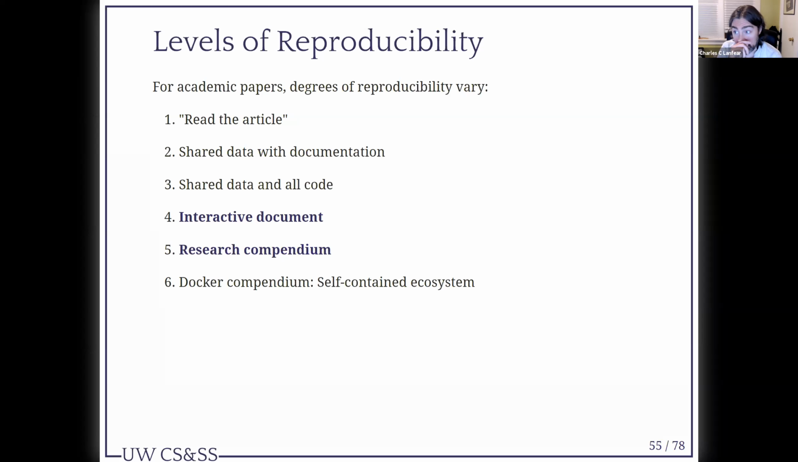And then the highest level is something like a Docker compendium, which is essentially a self-contained operating system. It's sort of like a miniature computer that replicates the computational environment that the paper was generated in. So even if the software changes over the years, people can go back and replicate it using the same version of the software you used to generate everything. This is really common in the physical sciences and computer science, so you can use absolute control over the environment.